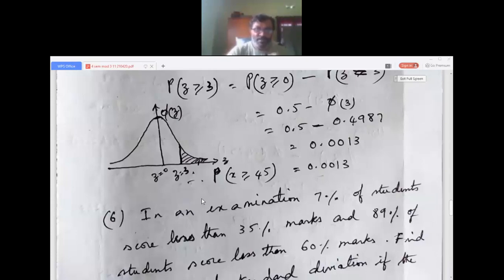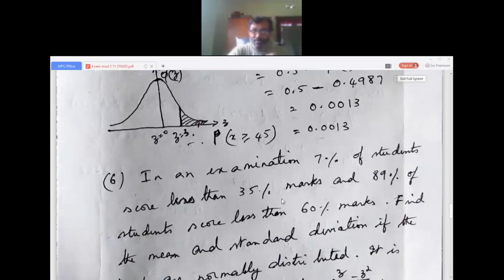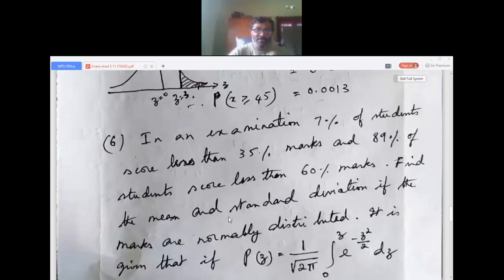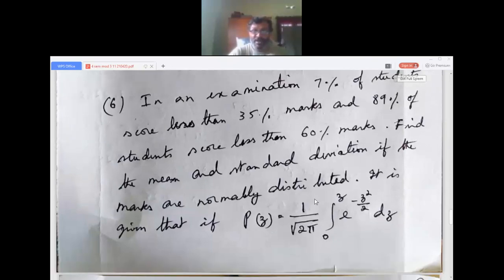So question 6. In an examination, 7% of students score less than 35 marks and 89% of students score less than 60 marks. This is a question of the same type we solved yesterday. We have to find the mean and standard deviation. In this question, they have not given the mean and standard deviation. So find the mean and standard deviation if the marks are normally distributed.